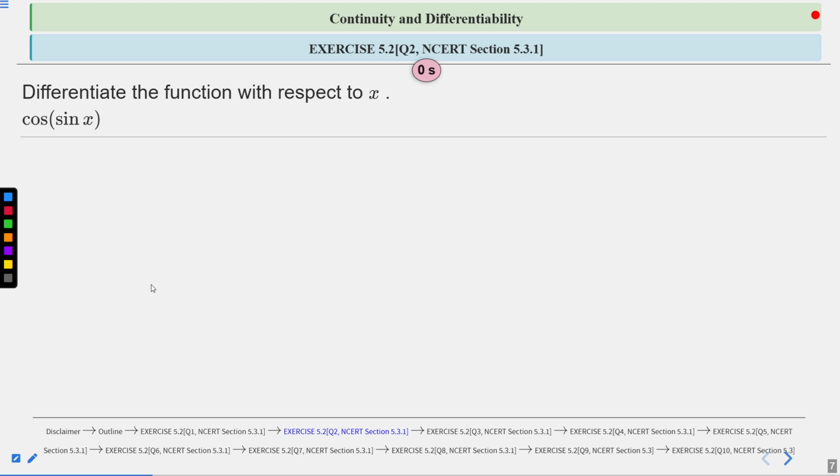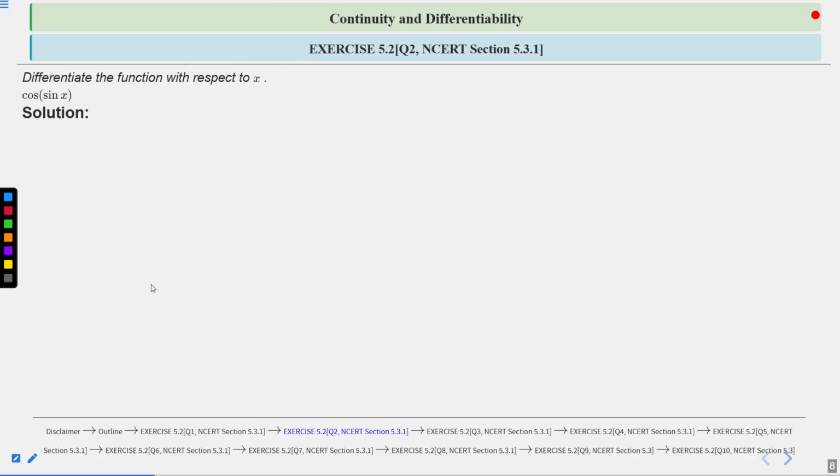Okay, let's move to the solution part now. We have the function cos of sin x, and we have to differentiate this. Let f(x) be cos of sin x. So u(x) will be sin x, and let us take v(t) as cos t.